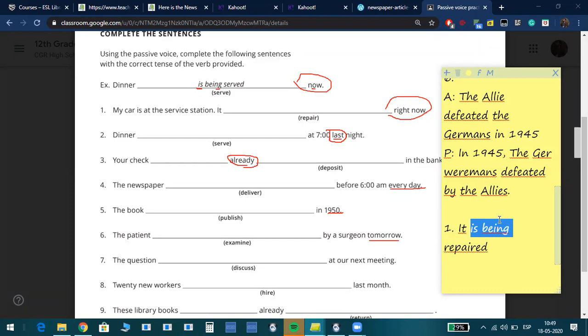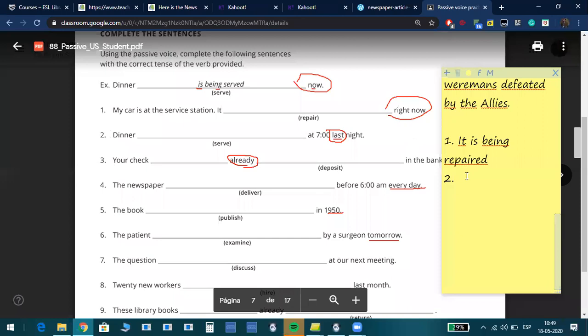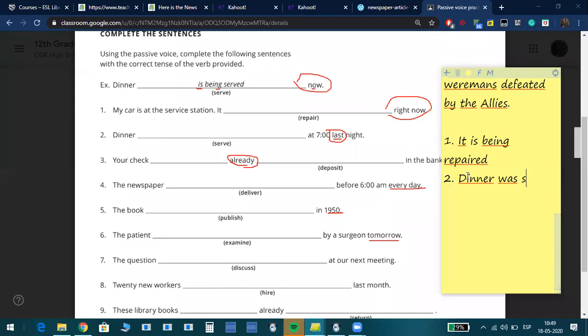So, number two, Fernandita. Will you give me number two, please? Dinner. What? Number two, this one. Dinner was served last night. So we have last. Last is an equivalent of the past simple. So we know that it's past simple. So it's good. Thank you, Fernandita.